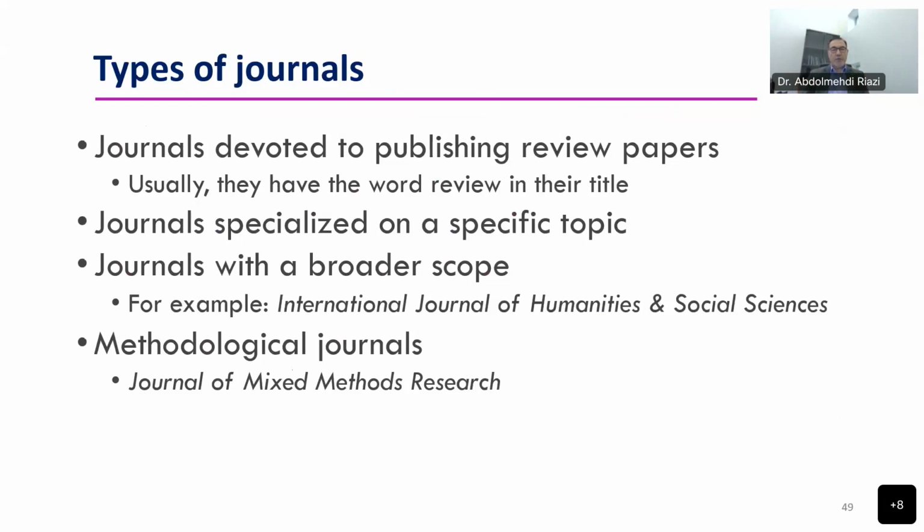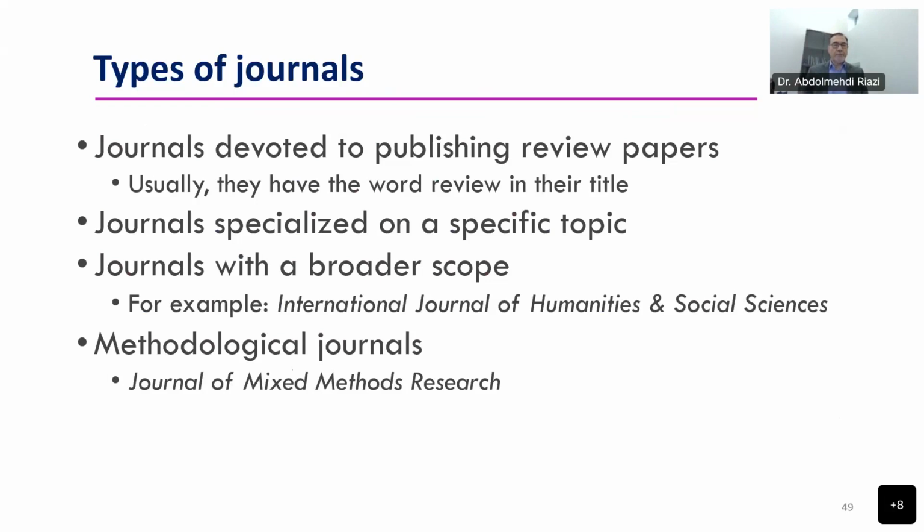Contrary to specialized journals are those journals with a broader scope. So, for example, I have put International Journal of Humanities and Social Sciences. As you can see, journals like this one publish anything related to humanities and social sciences, and therefore you might consider these journals as the venue for your manuscripts as well.